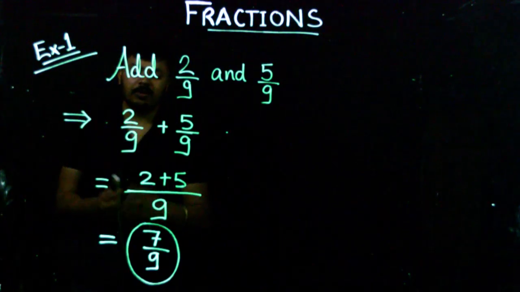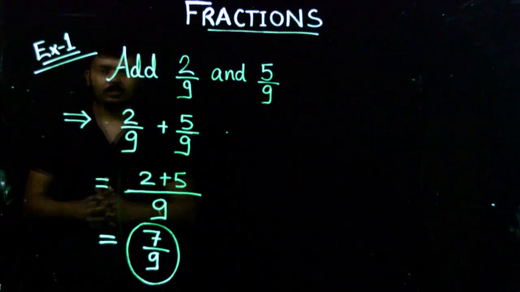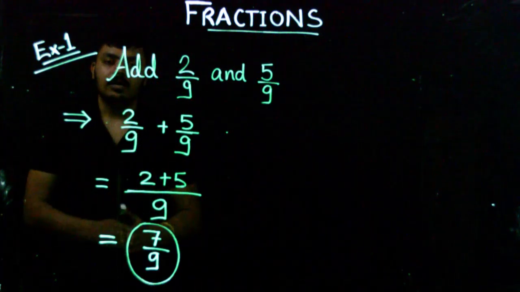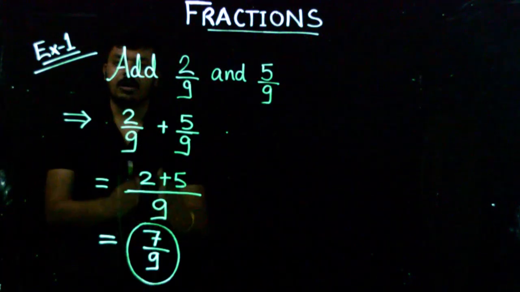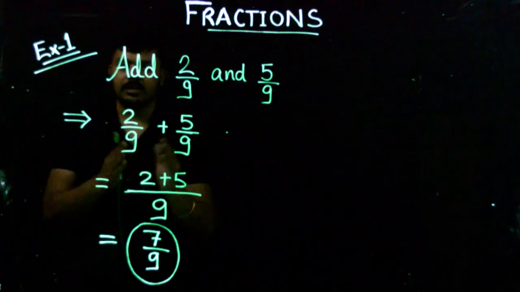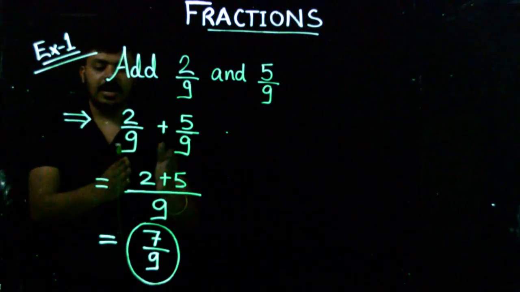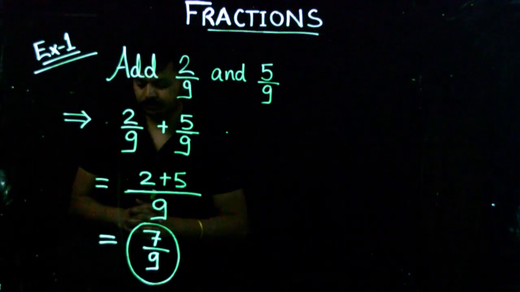So I hope students you have understood how to add two like fractions. What we need to do is just add up the numerators, and in the denominator keep the common denominator, since the denominators are same in both the fractions. So have a common denominator and the numerators are added together.